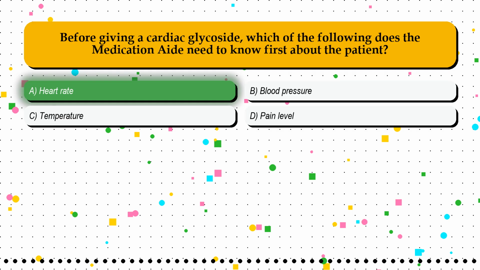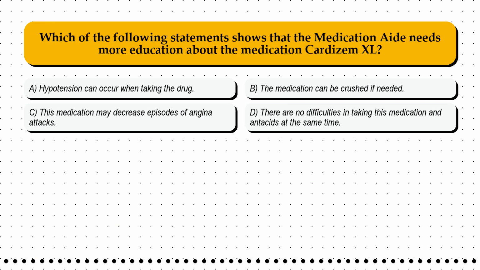The correct answer is option A, heart rate. Question 112. Which of the following statements shows that the medication aide needs more education about the medication Cardizem XL? Option A, hypotension can occur when taking the drug. Option B, the medication can be crushed if needed. Option C, this medication may decrease episodes of angina attacks. Option D, there are no difficulties in taking this medication and antacids at the same time.